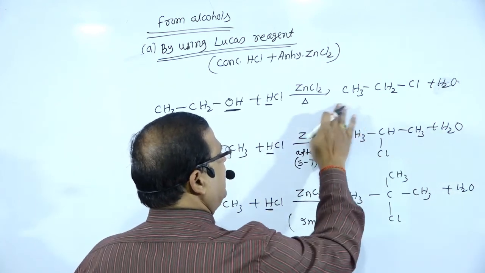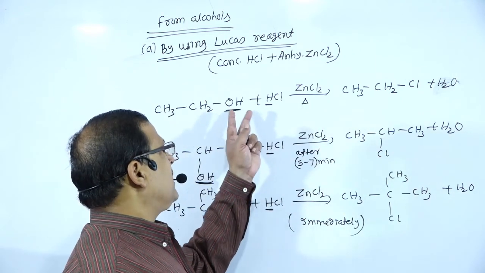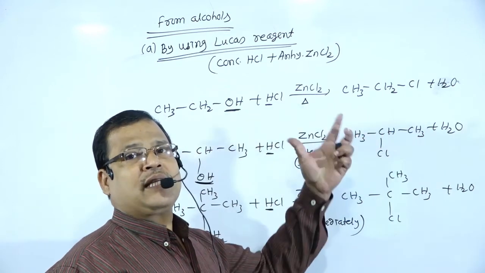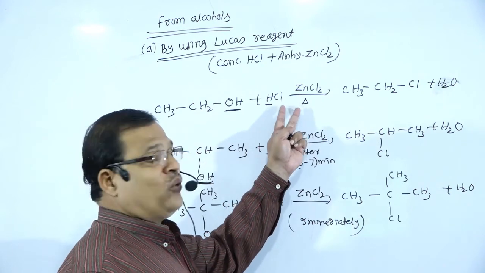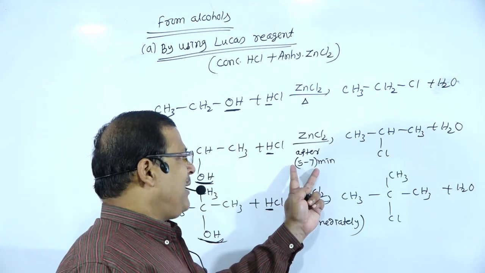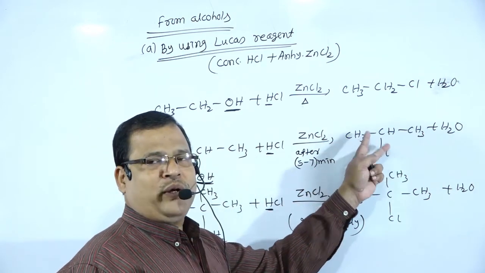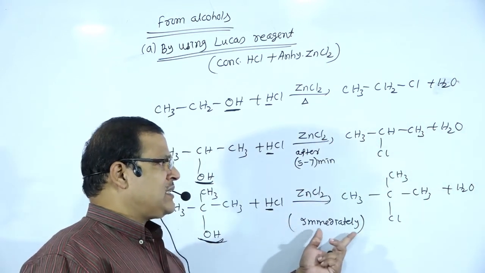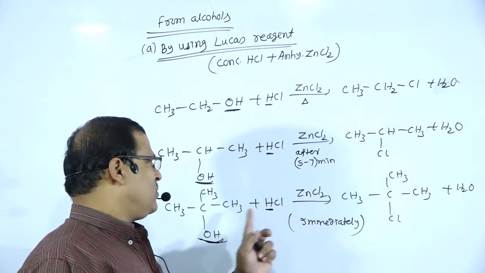That takes place immediately. So the fast reaction in all these cases where the OH group is replaced by chlorine, cloudiness appears. In the first case, cloudiness appears only when heating is done, and after 5 to 7 minutes the cloudiness appears. Cloudiness appearing means the OH group is replaced by Cl. And cloudiness appears immediately after the addition of concentrated HCl and anhydrous ZnCl2 to tertiary.